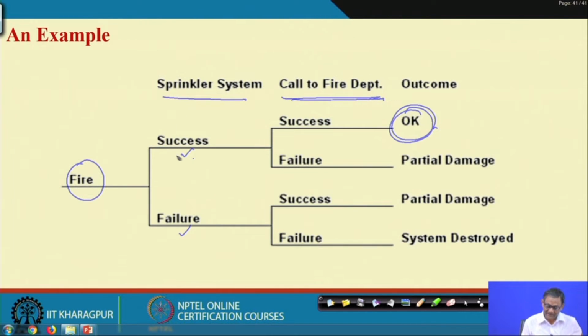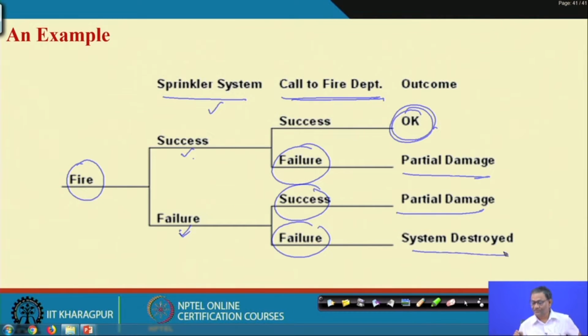If the sprinkler system works, or the fire department does not come, there will be partial damage. If the sprinkler system fails but the fire department is successful, it may be partial damage. And if this also fails, the system will be destroyed. So, what does it mean?